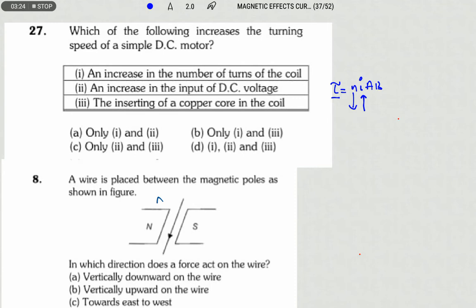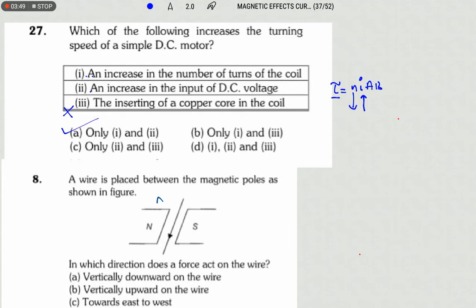Then the inserting of a copper core in the coil. Inserting a copper core never influences the speed of the coil in the magnetic field. So therefore option C is the wrong option. The first and second options will be the correct options. So our answer will be that only 1 and 2 are right. Next, let us see the next question.